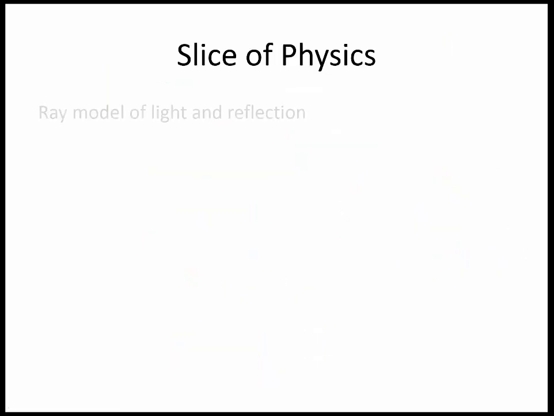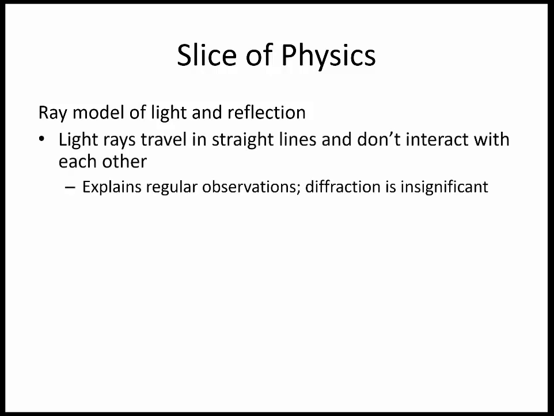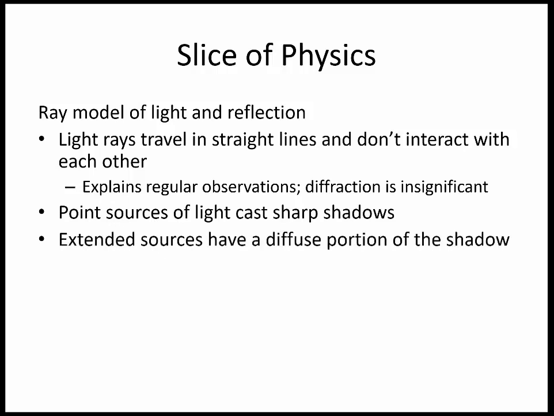All right. So in this video, we looked at what the ray model of light is. We saw that it's useful to explain lots of day-to-day observations. So we adopt that model as well for light, and we use that to figure out how shadows work and how reflection works. We saw that light rays travel according to this model in straight lines and don't interact with each other. We saw that point sources of light cast sharp shadows, whereas extended sources of light, like a flashbulb, will cast a diffuse shadow.